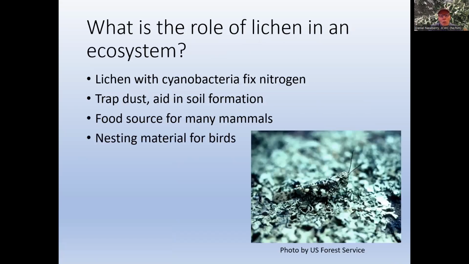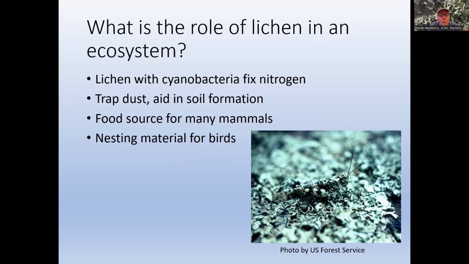So let's start off, talk a little bit about lichen and their role in an ecosystem. So lichen, that one of the symbionts is a cyanobacteria. They will fix nitrogen, and therefore add nitrogen to the soil when they decompose, and in general trap dust. And that's also a way to aid in soil formation, bringing more nutrients into the soil and bulk.